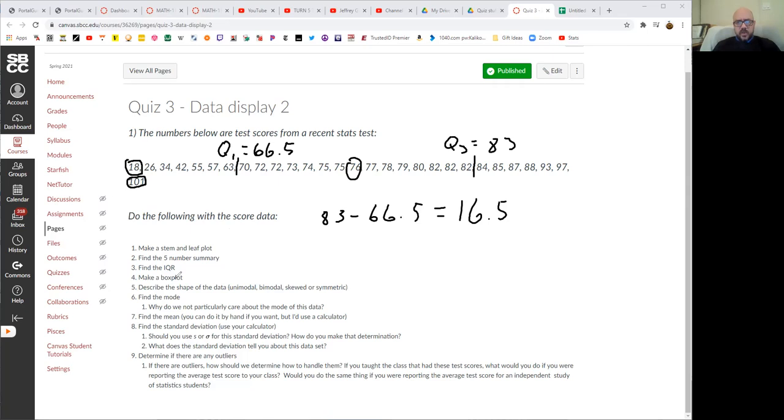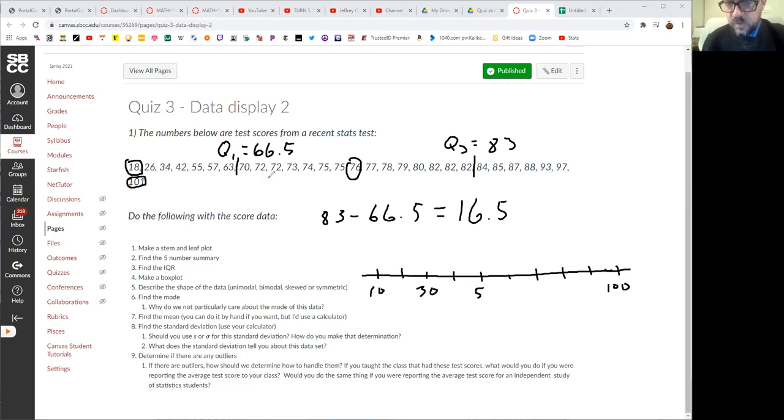Make the box plot. What I'm going to do is, as always, I'm going to draw my number line. And then I need to go from, let's say 10 to 100. So 10, 20, 30, 40, 50, 60, 70, 80, 90, 100. Let's do 30, 50. Well, that's not going to work, is it? 70, whatever, that's fine, 90. Okay. I guess 101 is going to be a little bit above that, but that's fine. It's right next to it. So we're going to put these things on here.